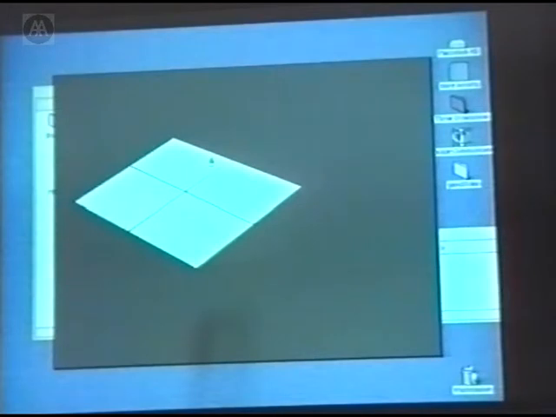Okay, so final bit. How am I doing for time? It's not too bad, actually. It's going quite well. Final bit.